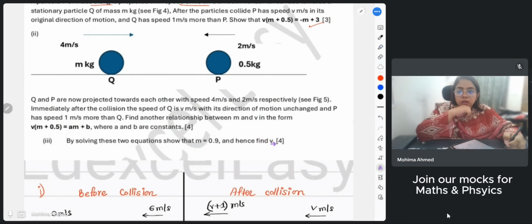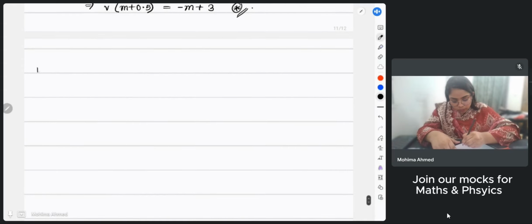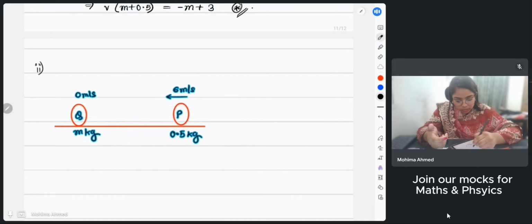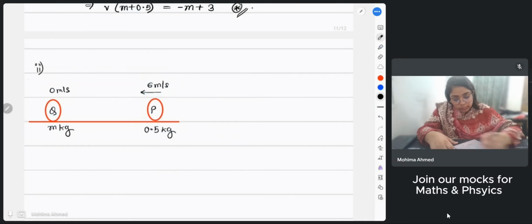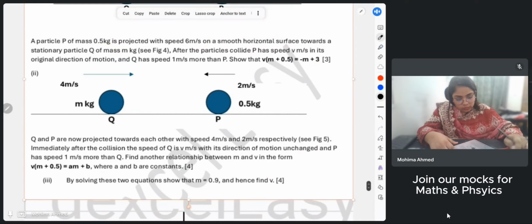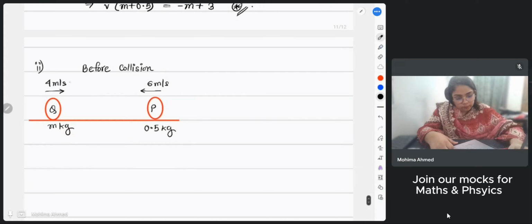Again, we have to do the same working over here. For part 2, I'm going to find out the before collision, after collision part. This is before collision, the portion where now they are both traveling towards each other. This is 4 meters per second, and this is 2 meters per second.